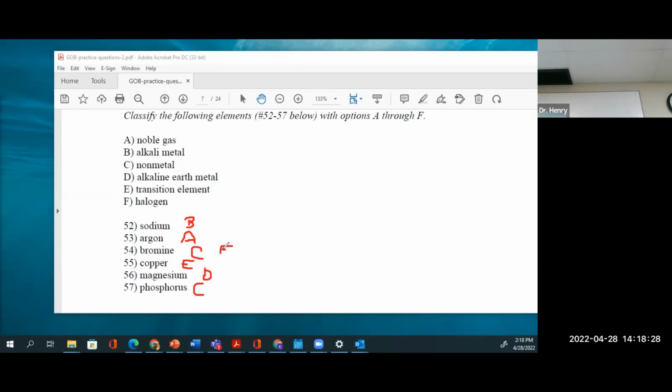So that one has 2 answers, right? Piece of cake? Okay. Oh, and actually, if we say non-metals, argon is also a non-metal, right? Questions? No questions? Okay.